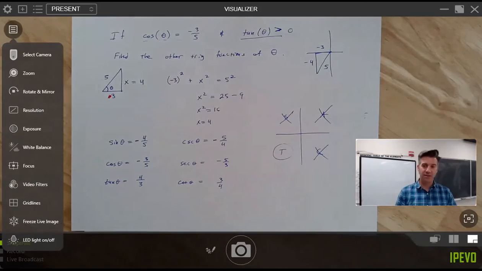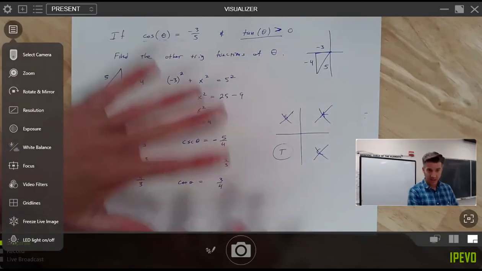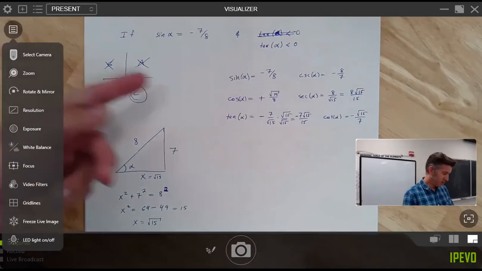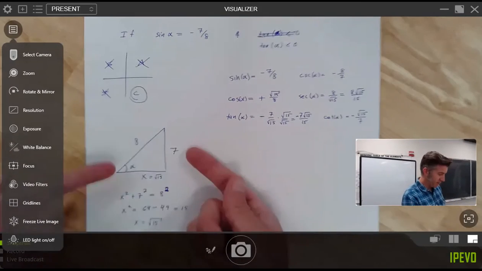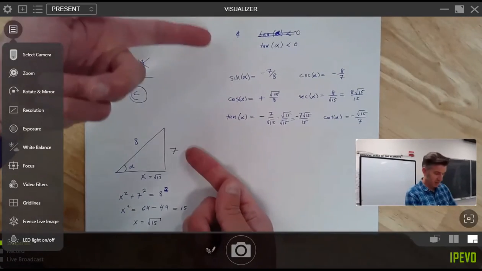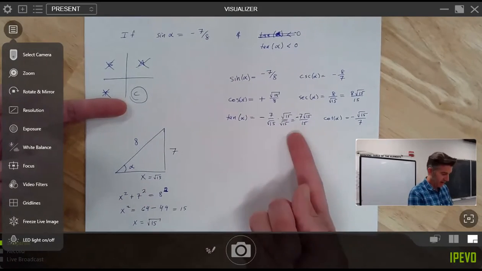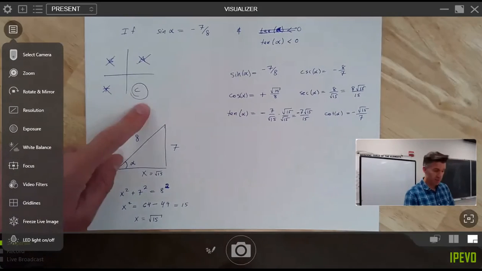So what I would say, just to sum up, is that whenever I'm doing this kind of problem, just like I did in the next one, I totally ignored the negative. I just drew a triangle that had 7 and 8 as the opposite and hypotenuse, found the other side, found the values, and then fixed whether it was positive or negative based on being in quadrant 4.